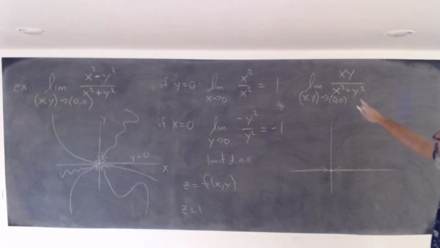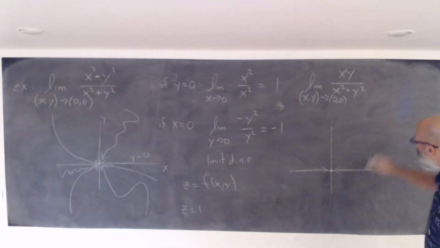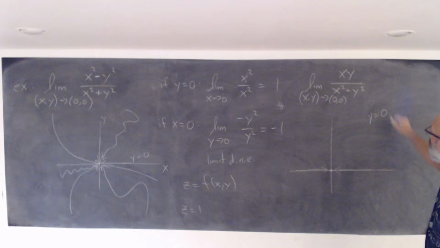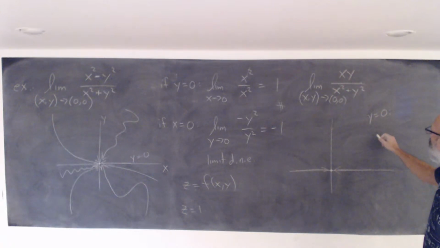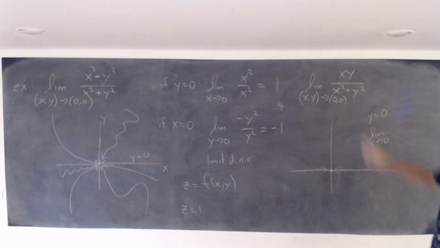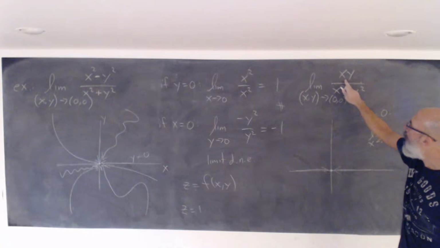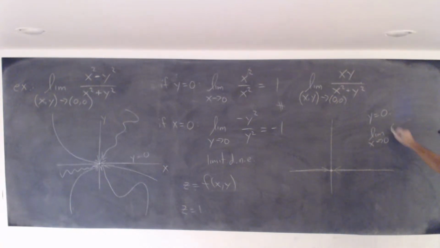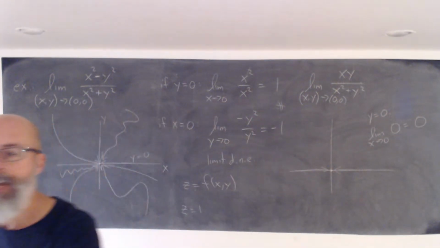Z equals 1. Here, we're looking on the x-axis. If y is 0, what is this function? If y is 0, the denominator is x squared, the numerator is? Numerator is 0, so the function is 0, so the limit is 0. If the limit exists, it has to be 0.